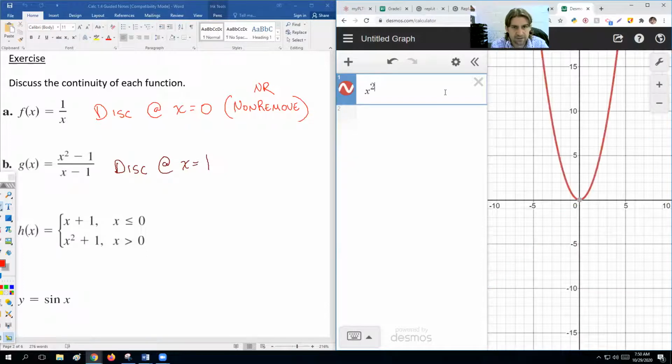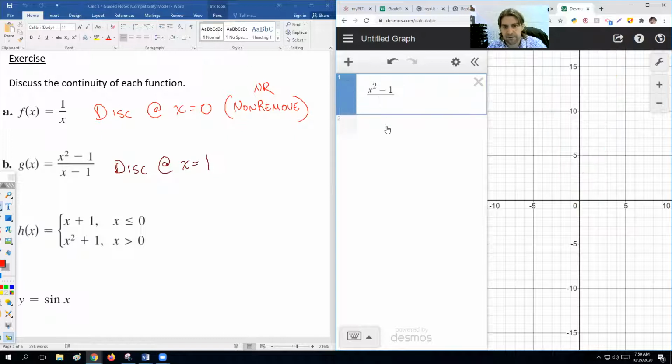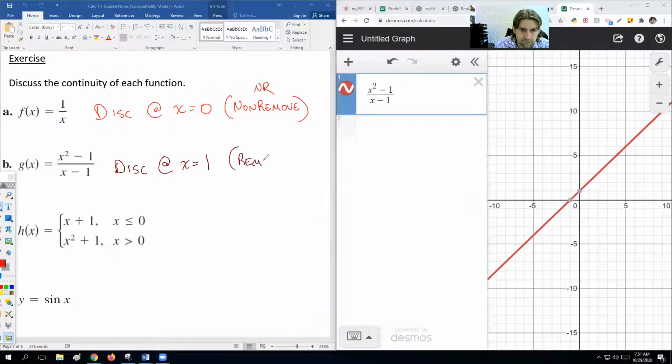So we got x squared minus 1. Need to divide that all by x minus 1. So I don't see a big jump in the graph. I'm just going to go over to 1 here to see. Yep, there is a hole there. So this is removable discontinuity. Or we could probably just say R here if we're getting lazy.